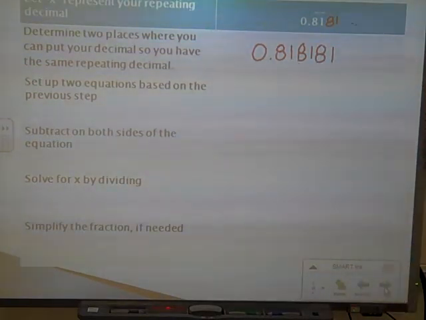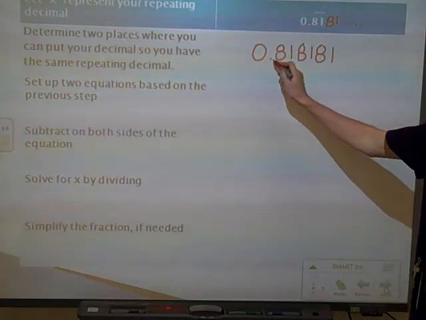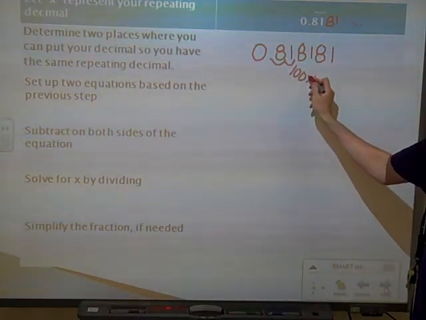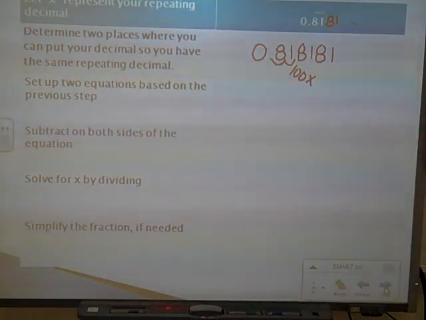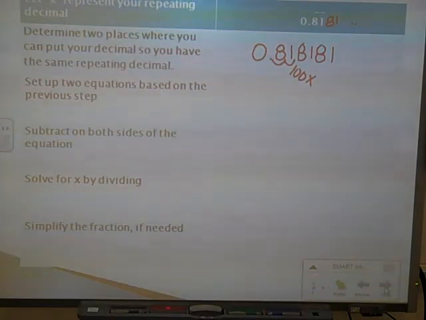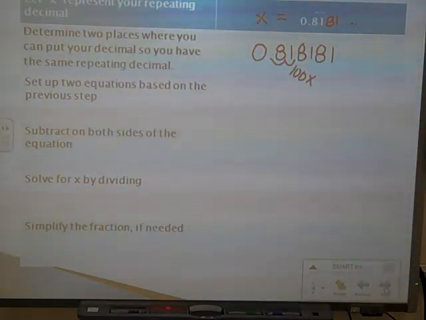So I'm going to go ahead and determine my two spots where my repeating decimal is only in the decimal portion. And this one actually already has it, so I only need to move it one time, this one. I'm going to move it 2 spaces. And to move 2 spaces, I have to multiply by 100. So 100x is going to equal 81.818181. X, we're going to say is already equal to that.